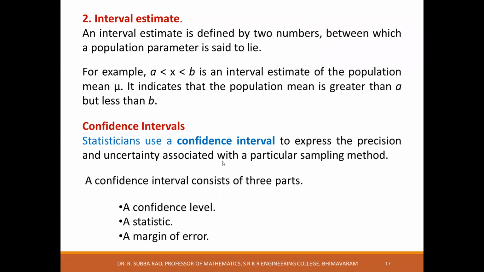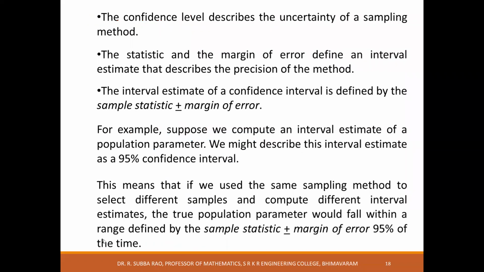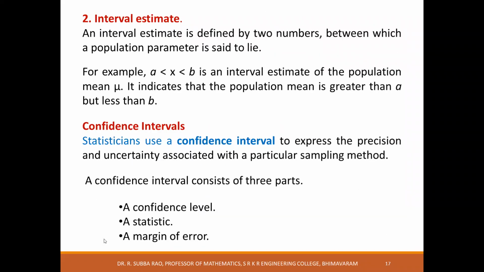So basing on that, some confidence is also there. That means the probability of A less than X less than B is equal to some confidence, 1 minus alpha. For example, A less than X less than B is an interval estimate of the population mean mu. It indicates that the population mean is greater than A but less than B. So you will go for the confidence interval.